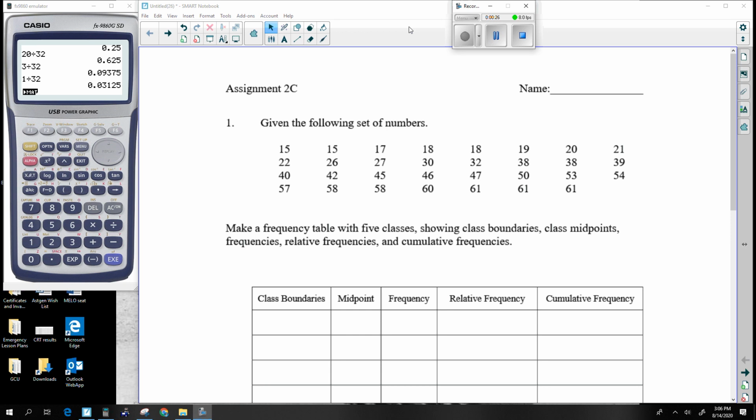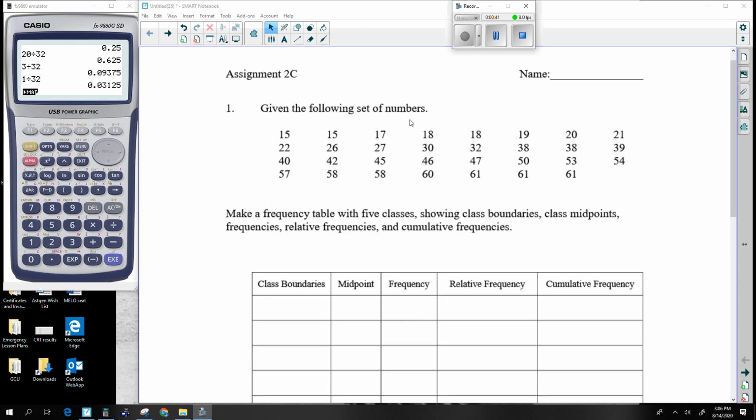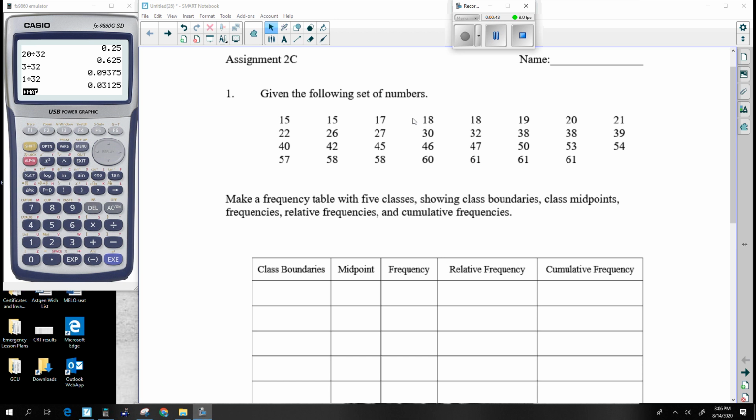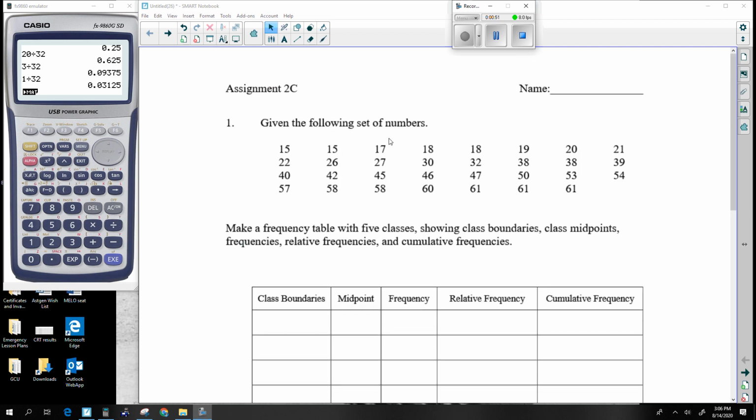There's a quick review of histograms and Paretos, so know how to identify those things at least. And then the other part is going to be these frequency tables. These frequency tables have a little bit more math involved, so I thought it'd be prudent to give it a couple days, a couple lessons here, so we can understand these frequency tables.